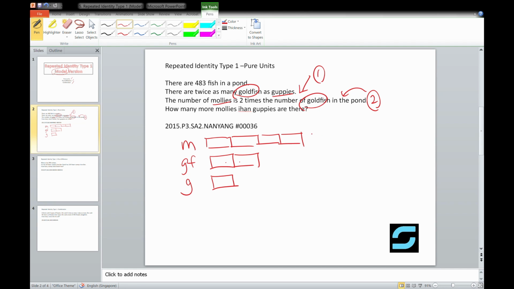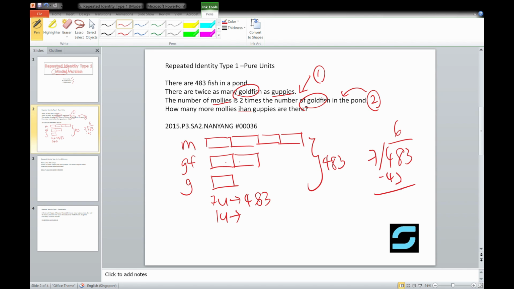And then we know that everything here is 483. So for 7 units is 483. 1 unit will give you 69.